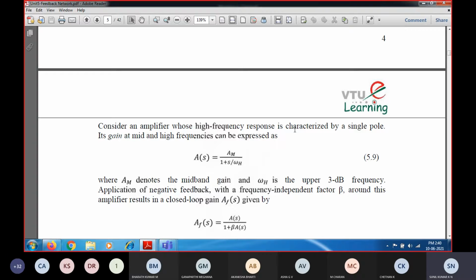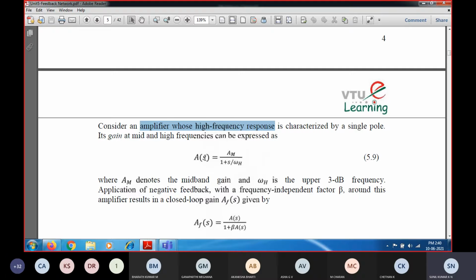That is the low pass type, single time constant, that you will be having. So that will be given by what? K divided by K1 plus S by omega S. So that is the transfer function. In the same way here also, we are going to find the amplifier whose high frequency response we are going to write. So amplifier A of S is nothing but the amplifier with respect to the complex frequency variable.